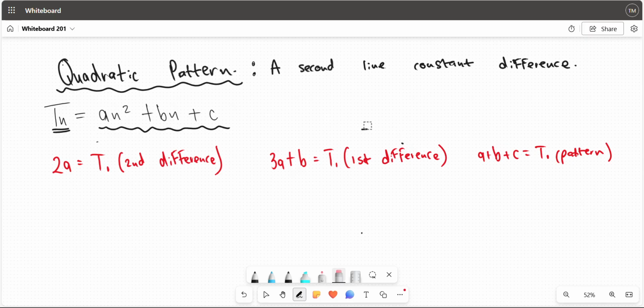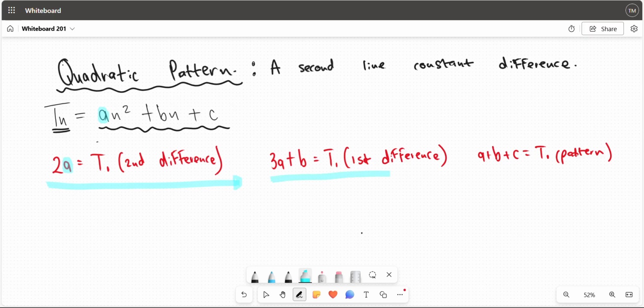So before we start answering questions, these are the three equations that you need to be familiar with. The first one says 2a, and this a is the same a that we have in the general equation. 2 times a is equal to the first term in the second difference. So that's the one we use to solve for a.